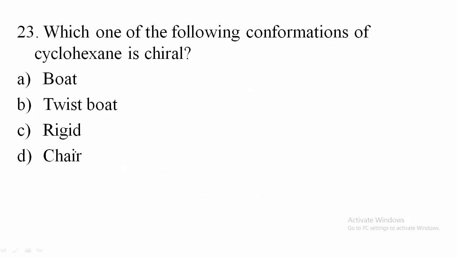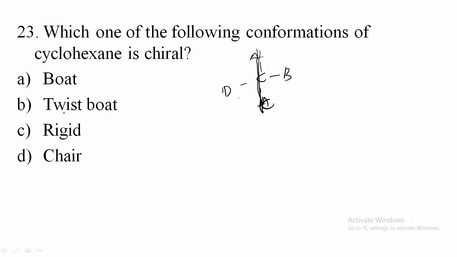Question 23: which one of the following conformations of cyclohexane is chiral? So chiral means what? Chiral means the one which is attached to different atoms. Chiral carbon you have already studied. A carbon which is attached to different atoms or groups is said to be a chiral carbon, and it is asymmetric. It has an asymmetric structure, because you will get different parts when you place the plane of symmetry.